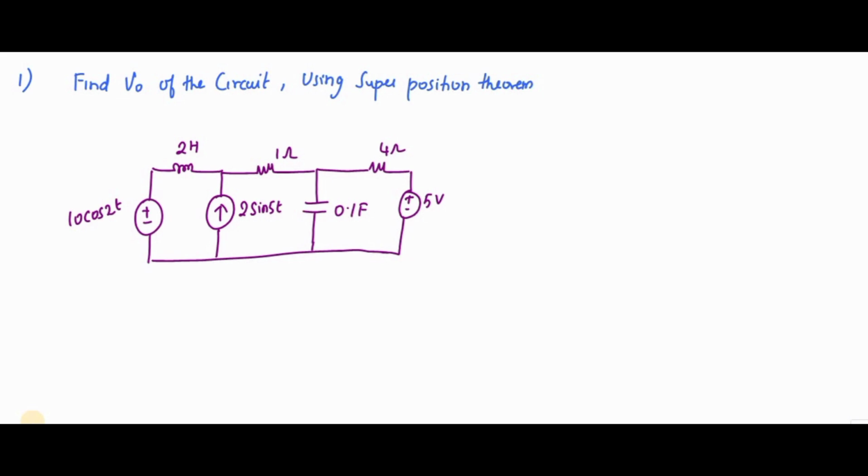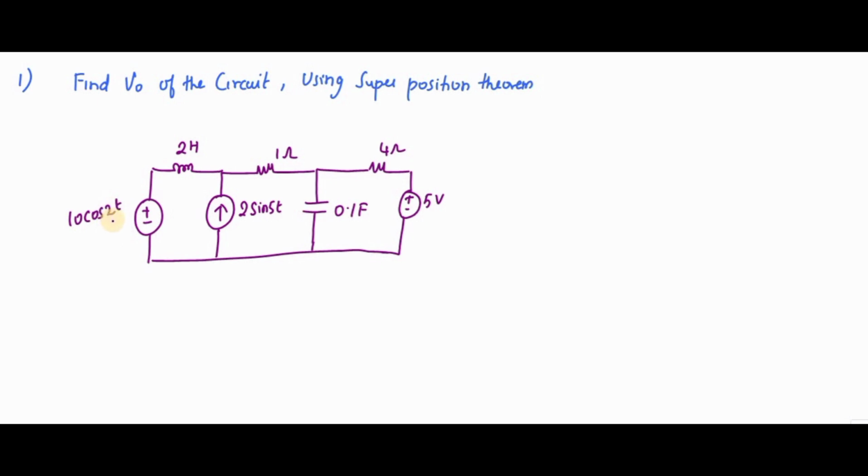So the given problem is to find the value of V0 of the circuit using the superposition theorem. This is the given circuit. In addition to the DC voltage source, we have an AC voltage source and an AC current source. Because they are AC, they have a frequency. Here the omega value is 5, and here the omega value is 2.